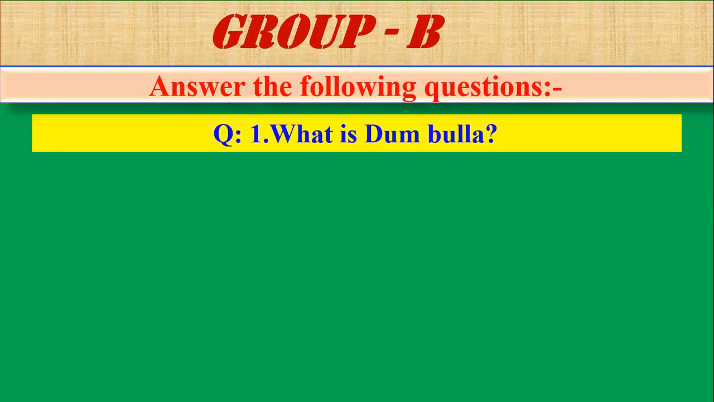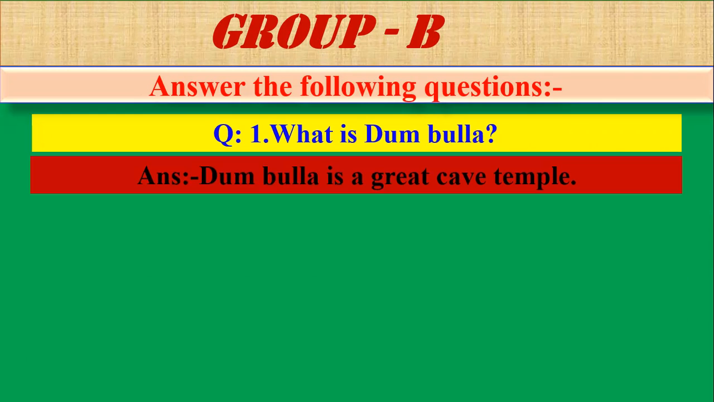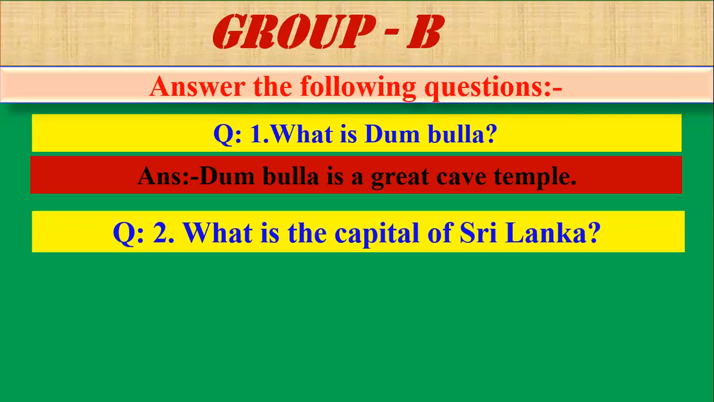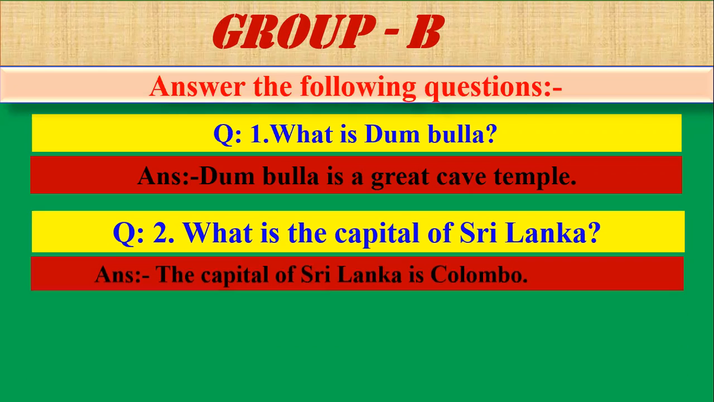Learners belonging to group C, you have to answer the following questions. The question is, what is Dambulla? Yes, Dambulla is a great cave temple. Question number 2, what is the capital of Sri Lanka? Yes, the capital of Sri Lanka is Colombo.